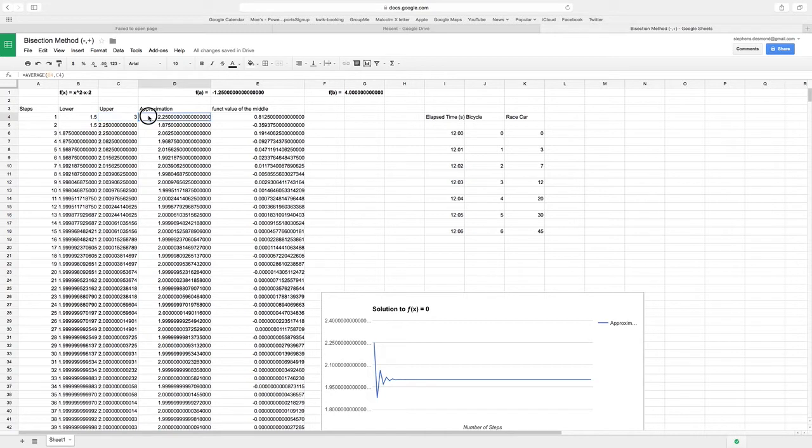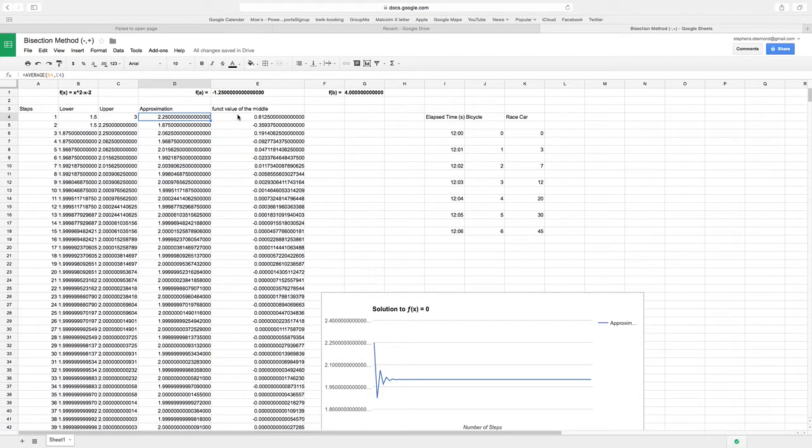Okay, notice that this column right here does the approximation, and the approximation is just the midpoint or the average of your lower and upper. So the average of 1.5 and 3 should be 2.25. Okay, so now I got one more place I've got to put the function in, because what I'm supposed to do now is I'm supposed to evaluate my function f of x at my new approximate, which is 2.25.